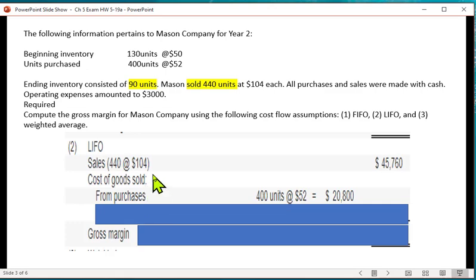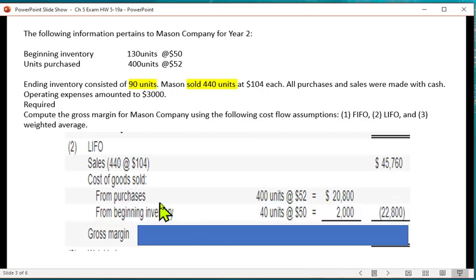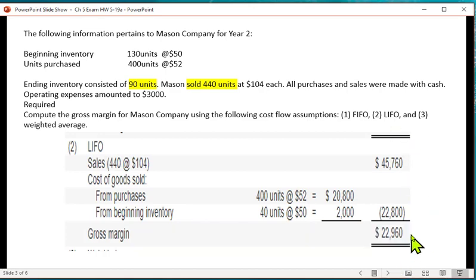We've sold under cost of goods sold 400 units at $52, which is $20,800. We've also sold the beginning inventory, 40 units there, which makes our total of 440, at $50 a piece, which is $2,000. Add the two together, and that's our cost of goods sold of $22,800. Subtract that from our sales, and we get gross margin under LIFO, which is going to be $22,960.